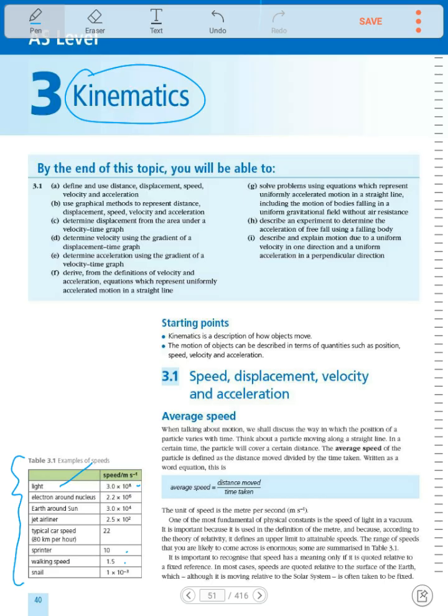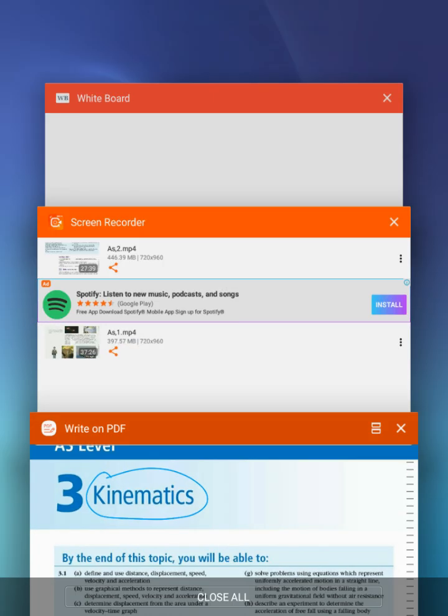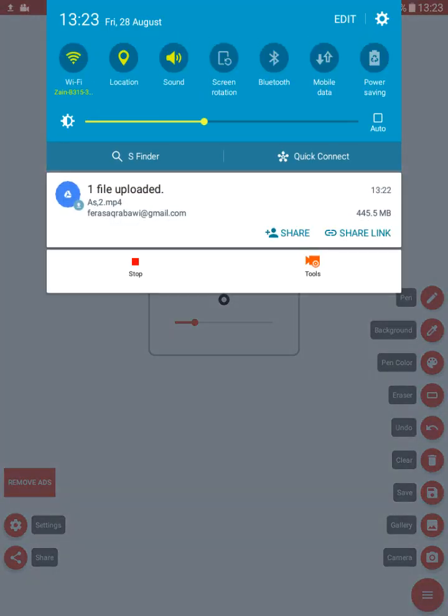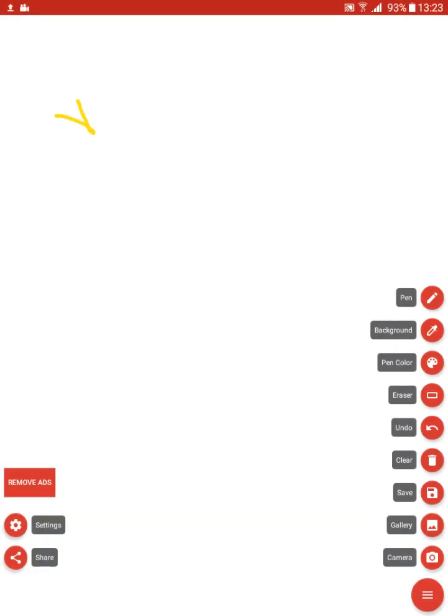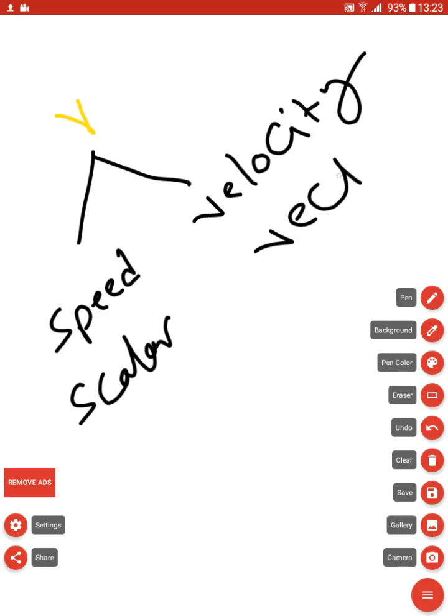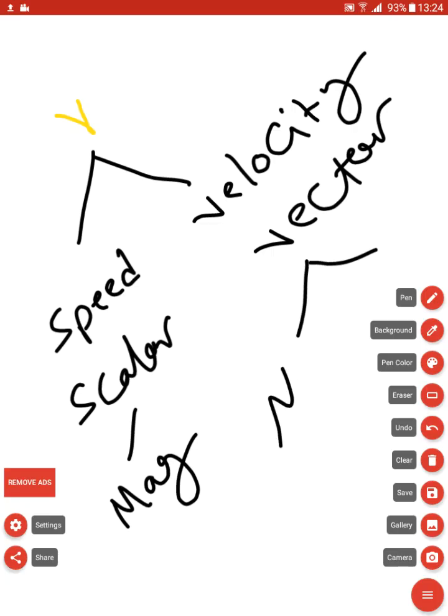What is the meaning of speed and velocity? And what is the difference between speed and velocity? For speed and velocity, we use a simple V to talk about them. We have speed, which is scalar, and we have velocity, which is vector. The scalar quantity has magnitude only, as I mentioned before. The vector quantity has magnitude and direction.